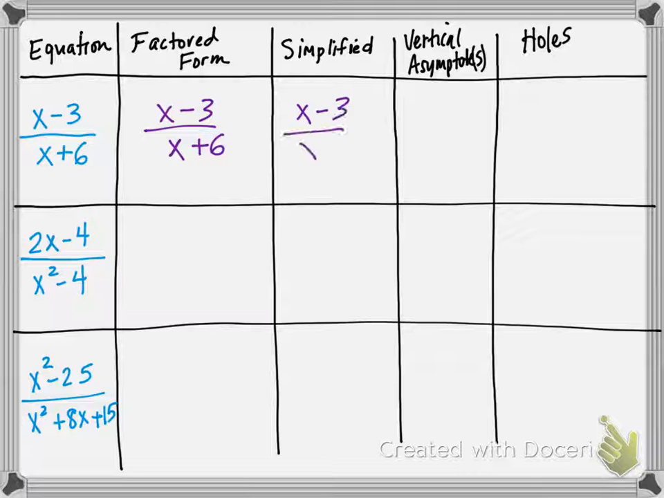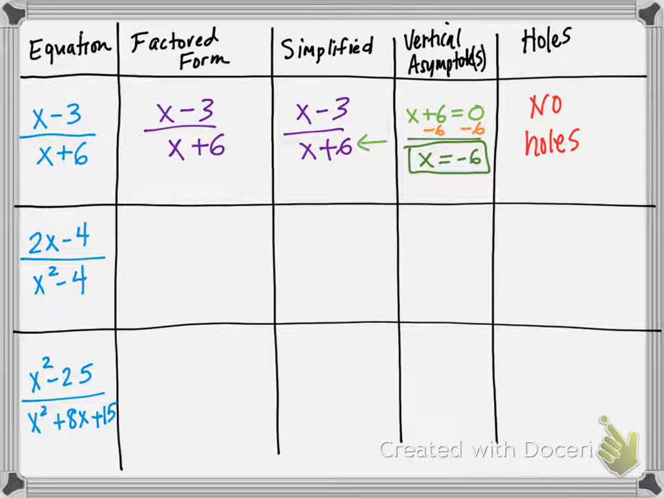it is completely simplified. So in order to find the vertical asymptotes, we are setting the denominator equal to 0 because you cannot divide by 0. So if I set this equal to 0, I would have x plus 6 equals 0, subtract 6 from both sides. So my vertical asymptote here would be negative 6. In terms of the holes, in order to find the holes, we are looking at the factored form and seeing if any factors match in the numerator and denominator that we canceled out. And because there were no cancellations here, there's going to be no holes.